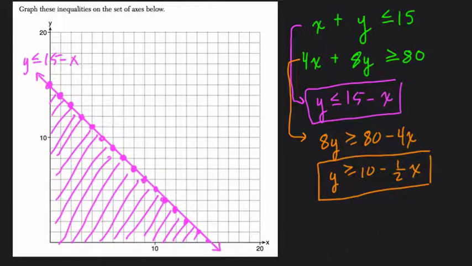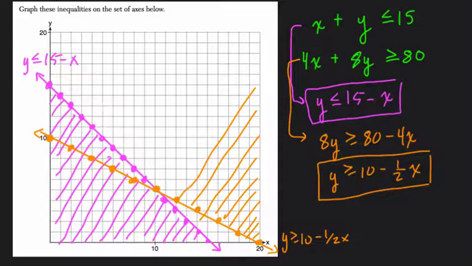Now the next one, the orange, we start at 10, and our slope is negative 1 half, or down 1 over 2. So down 1, over 2. Down 1, over 2, and so forth. Here they intersect. Keep going. Then I get my line tool, or in your case, a ruler, and connect the dots. Here, y is greater than or equal to 10 minus 1 half x, so we shade above, like this.